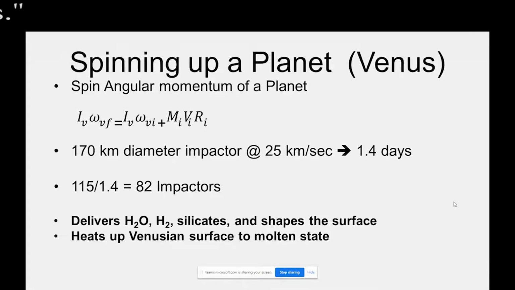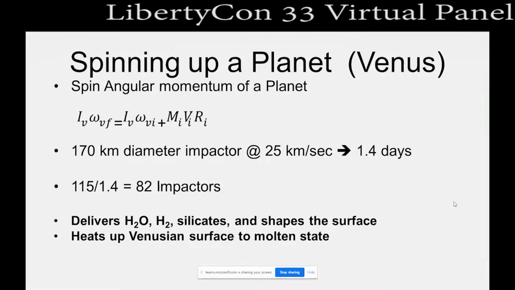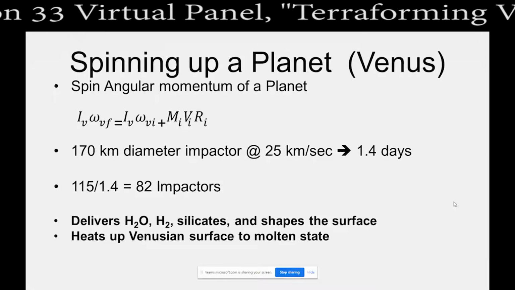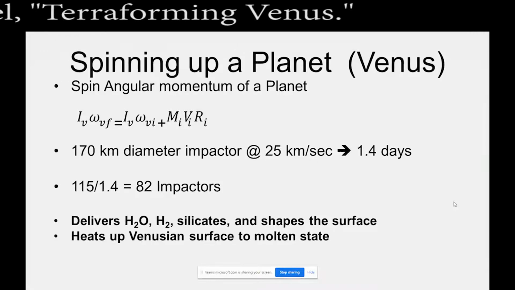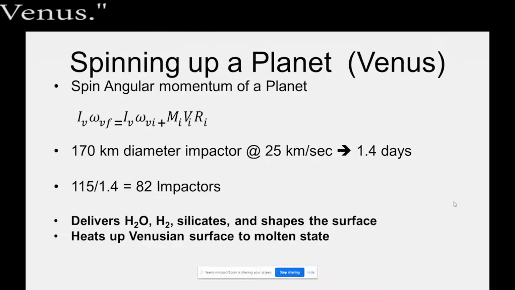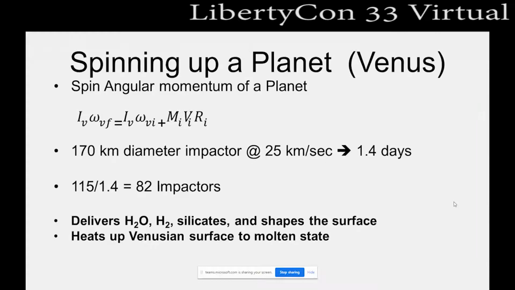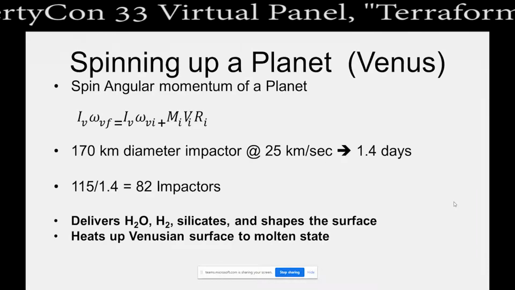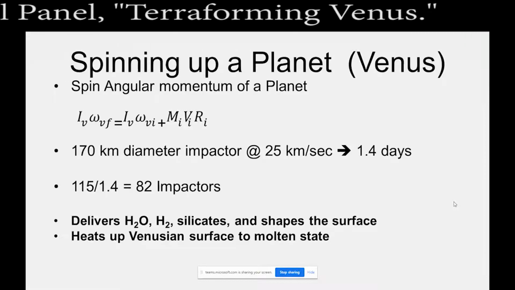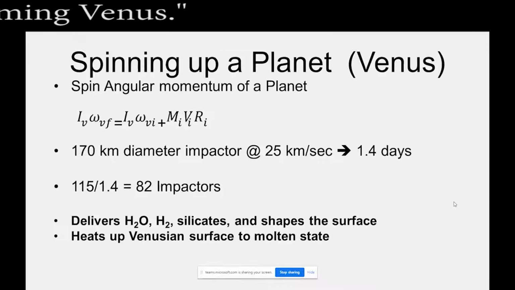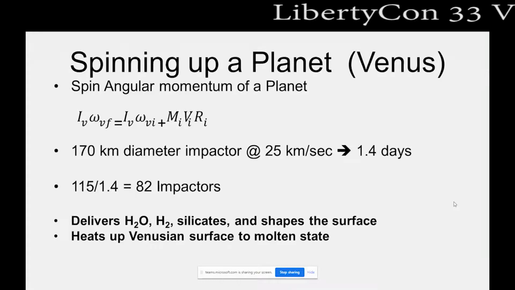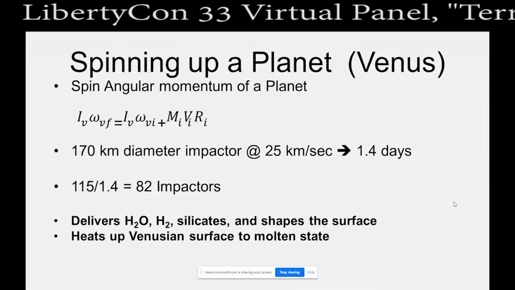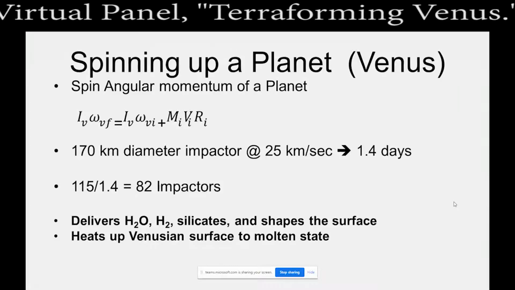Neither one of those approaches talks about how we might spin up a planet or shorten the Venetian day. There's the formula, and if you crank through the numbers, there's various solutions. But let's assume we have a 170 kilometer diameter impactor, an asteroid, or maybe a comet, and it comes in at 25 kilometers per second, which is probably what you'd get if it came from the asteroid belt. That increases or decreases the planetary spin by 1.4 days. Again, if we wanted to make it pretty much Earth-like, we would have to have 82 such impactors.